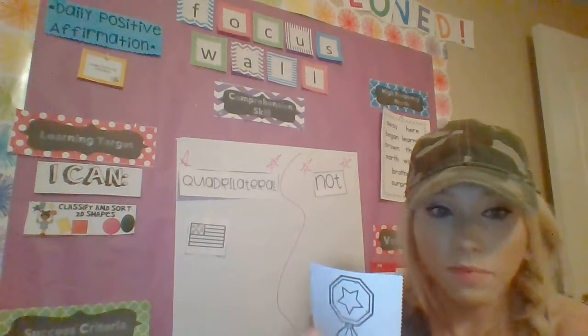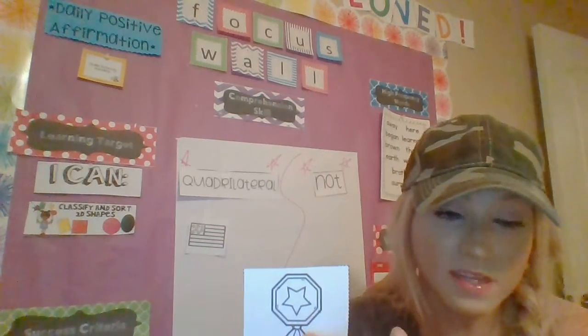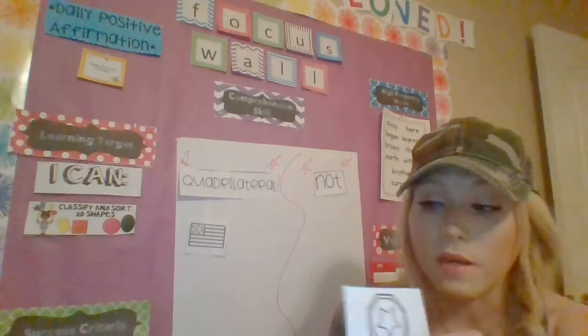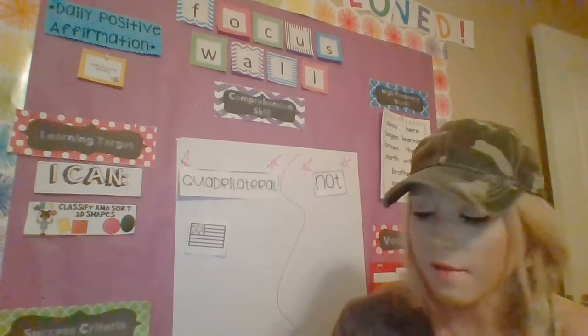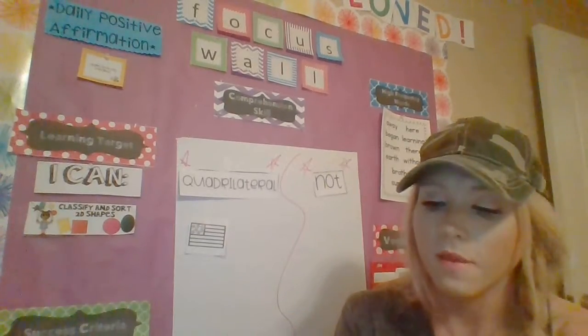This shape, does this shape have 4 sides? 1, 2, 3, 4, 5, 6, 7, 8. It has twice as many as it needs. We already can say, nope, it's not a quadrilateral. We don't even need to waste time counting the vertices or the angles because we counted the sides and we know that 8 sides is too many to be a quadrilateral. So we got to put it on the not side. We're classifying. Look at us go.